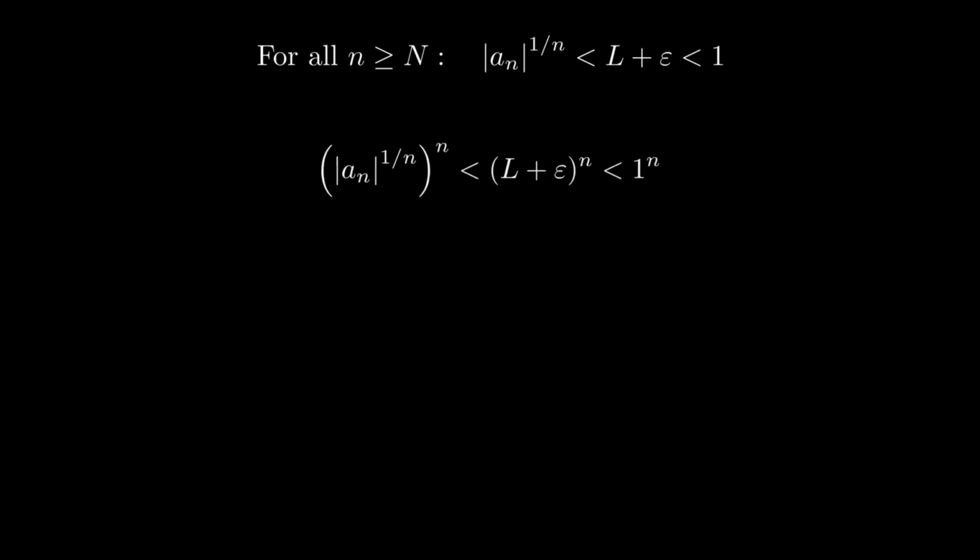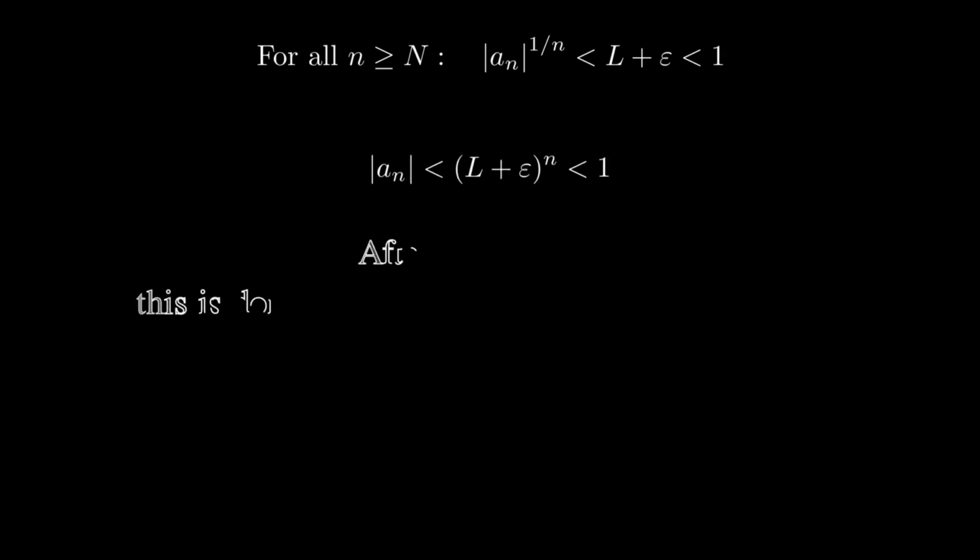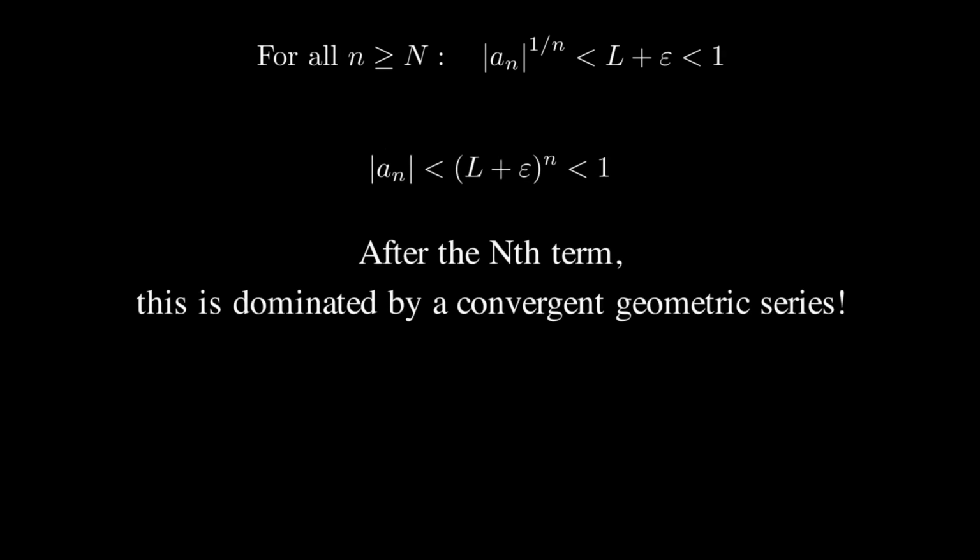Raise both sides to the nth power, and we see that the absolute value of a sub n is bounded above by (L plus epsilon) to the nth power, and that is a convergent geometric series. That gives us convergence, and we are done.